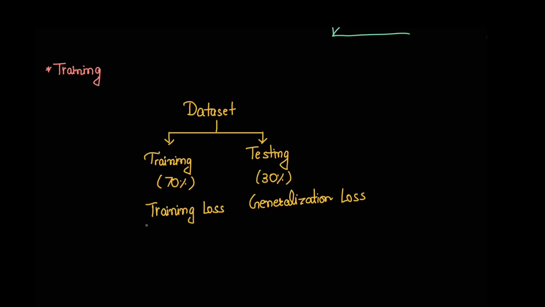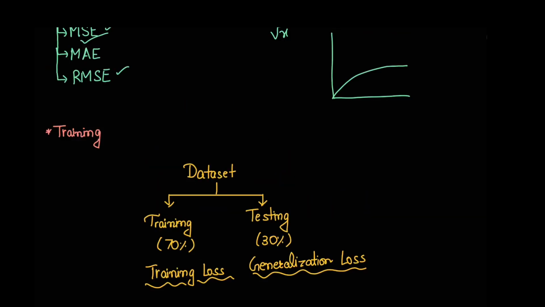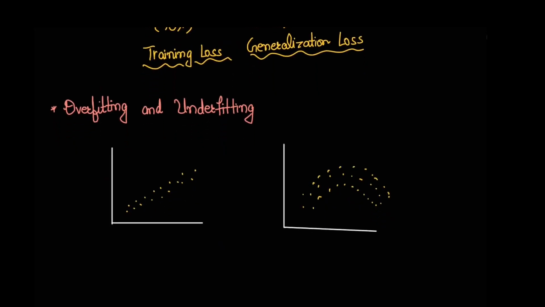Even if we get, suppose, a training loss of zero, it doesn't really matter if we have a very high generalization loss. That means we are doing something wrong: our model is trying to remember our training data too much, and this is a problem that is known as overfitting.